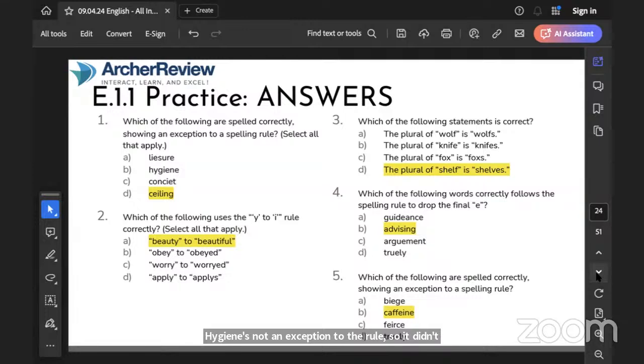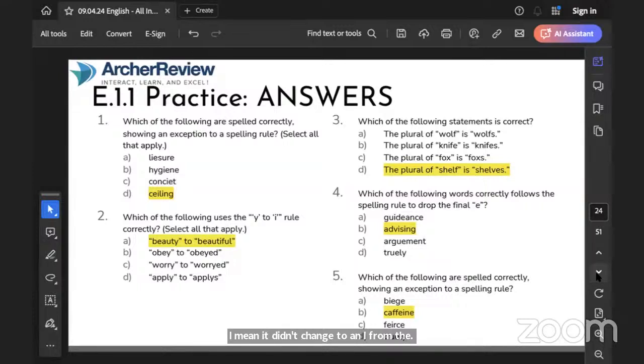All right. And then worried, that one's spelled wrong. WORRIED. So it should have changed to an I. It just didn't follow the rule. And then apply, same thing. It didn't change to a Y. I mean, it didn't change to an I from the Y. So A would be correct for number 2.